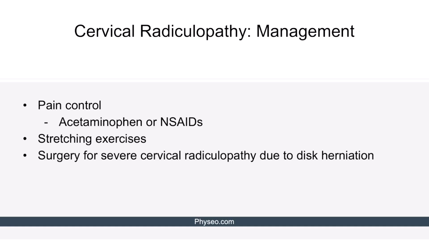Management of cervical radiculopathy involves pain control with acetaminophen or NSAIDs. Additionally, stretching exercises may help to regain muscle strength and alleviate the symptoms. Finally, severe cervical radiculopathy due to disc herniation is treated with surgery.